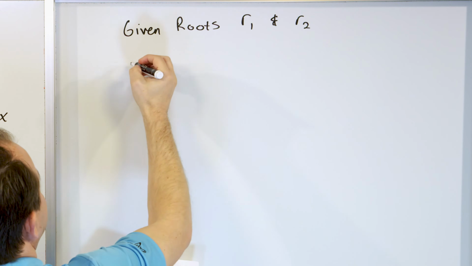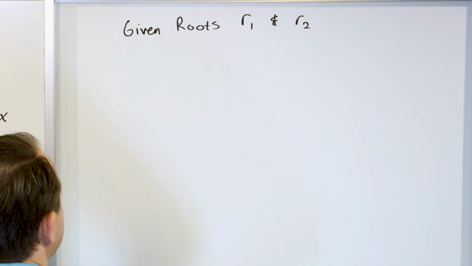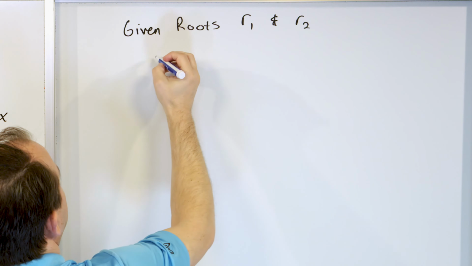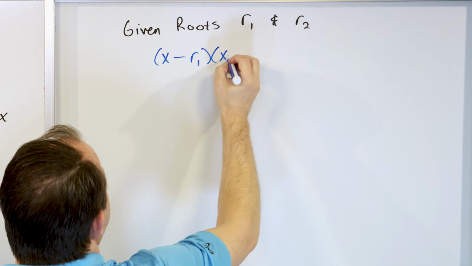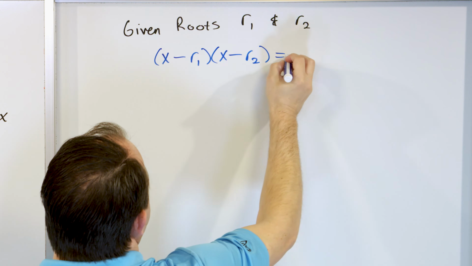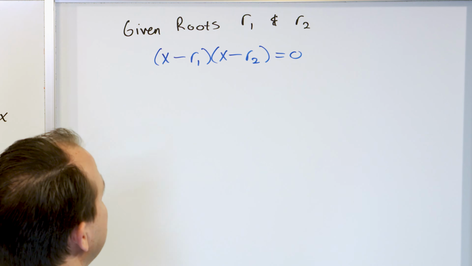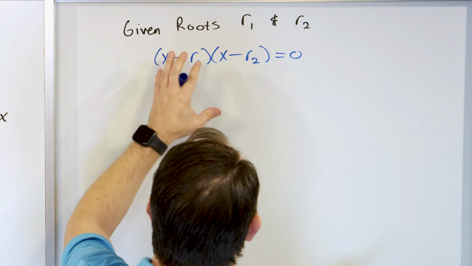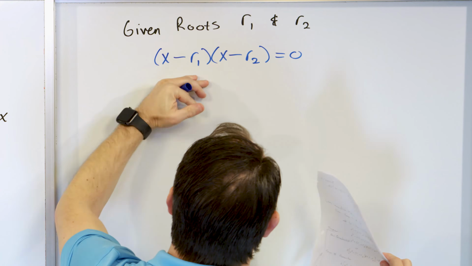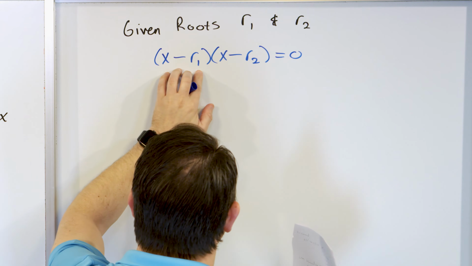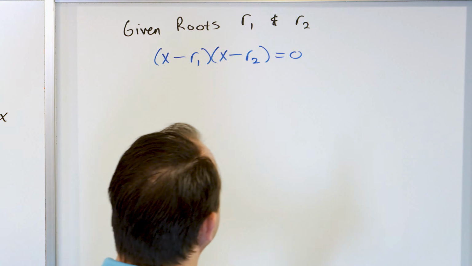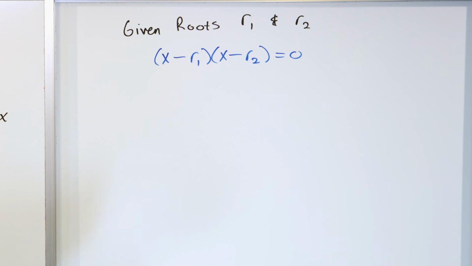I'm going to write the factored form. I'm going to do it in a different color. If I have two roots, r1 and r2, then I could say that the equation (x minus r1) times (x minus r2) has to equal 0. This will be the polynomial. How do I know? Because if I were to get a polynomial factored into this form, then this one would correspond to the r1 root. This one would correspond to the r2 root, exactly as in the problem that we have already done.